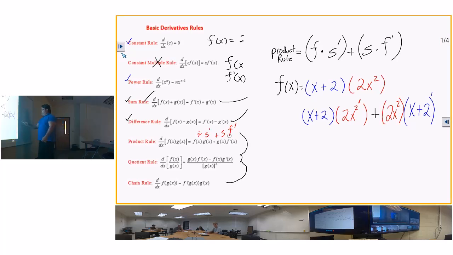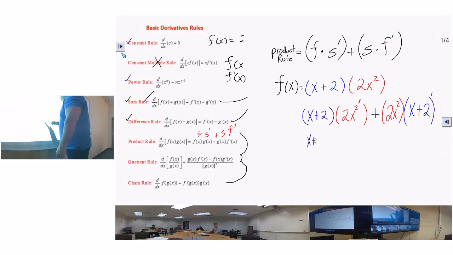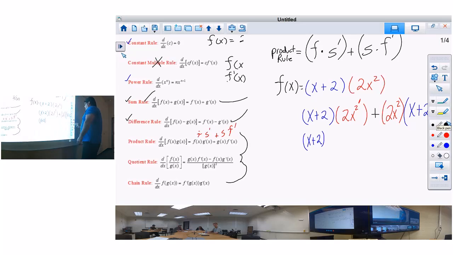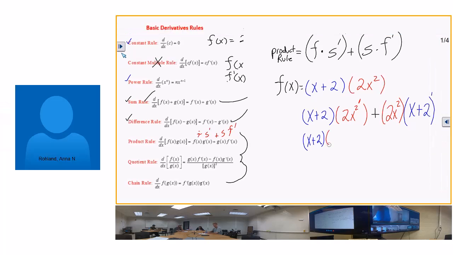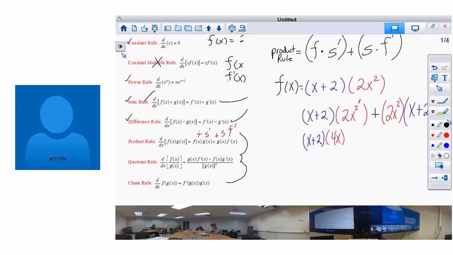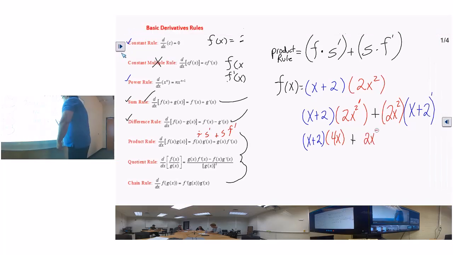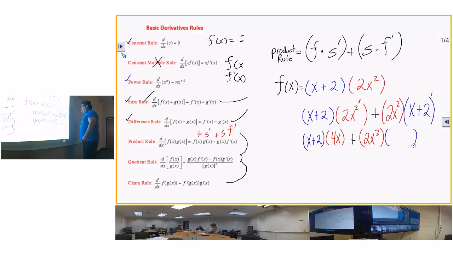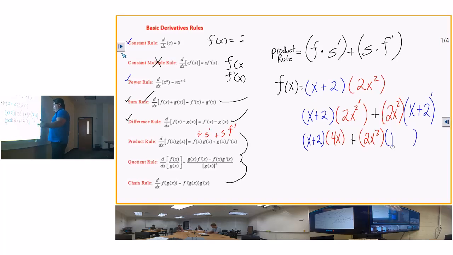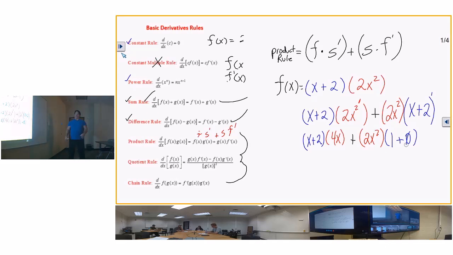So here we go. Take my blue pen and I'm going to do x plus 2. What's the derivative of 2x squared? 4x. Plus red, 2x squared, times, what is the derivative of x plus 2? 1. 1 plus 0, actually. But 1 plus 0 is 1. But I'm just going to put a 1 plus 0 there so you'll know what I did. I used the sum rule.